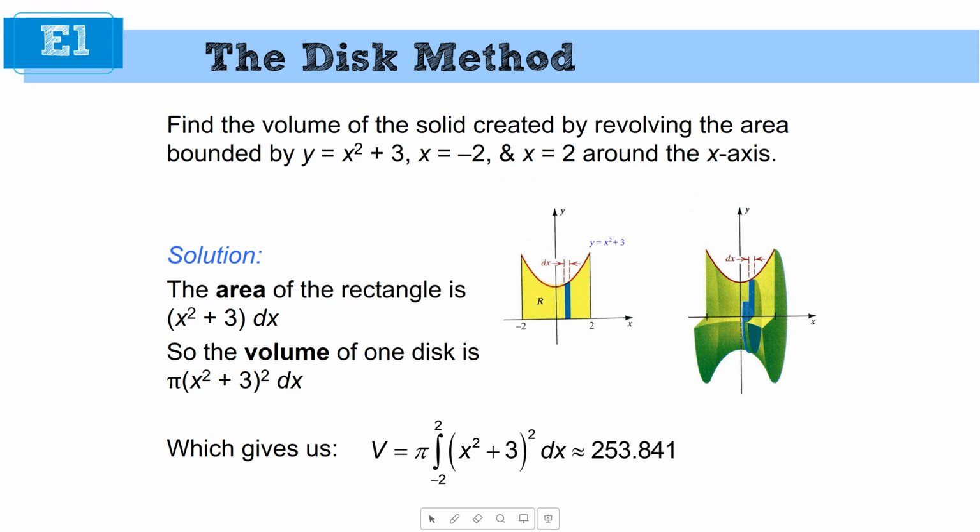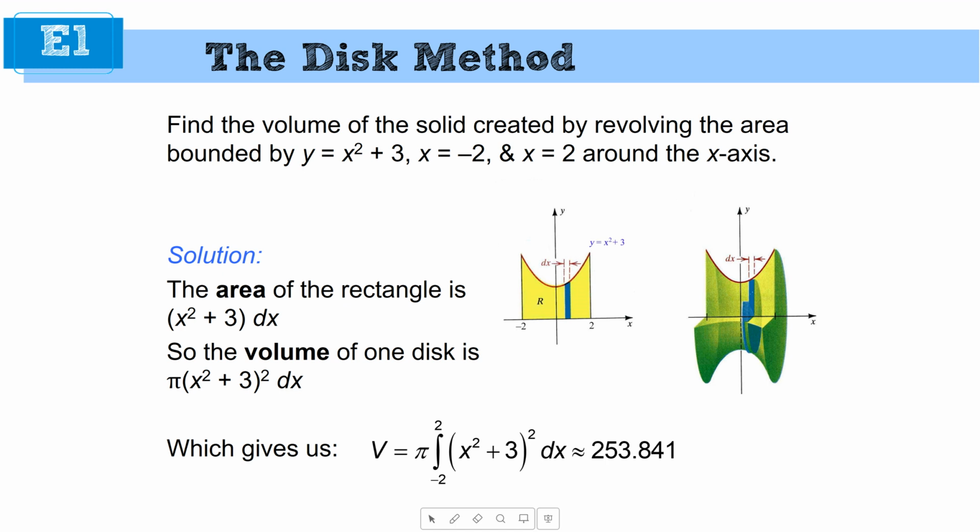Make your life easy. I will warn you, however, when people move that pi out in front, they have a tendency to forget about it. When you're done calculating the volume, make sure you've multiplied your answer by pi. In other words, if you integrate x squared plus 3 to the second power, from -2 to 2, make sure you multiply your answer by pi, because that number is sitting out in front and it's part of the equation.